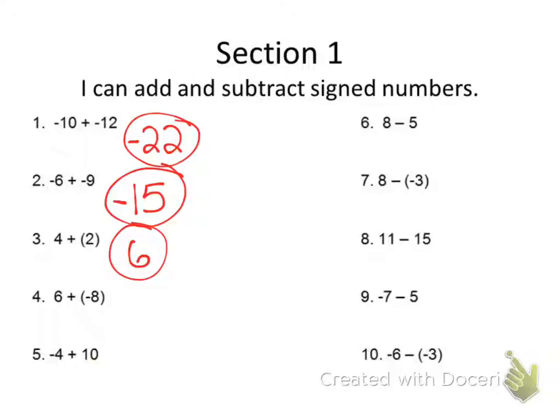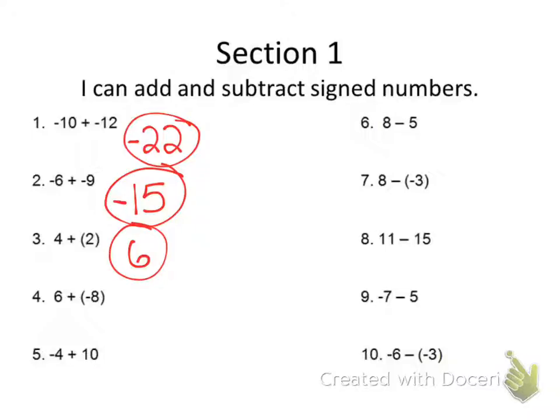All right, number 4, now the signs are different. When the signs are different, what are we going to do? Very good. Subtract. How do I know which sign to keep? The larger number. Yes, when the signs are different, you subtract the numbers, you keep the sign of the larger number. So 8 is bigger than 6, right? We have more negatives than positives. So subtract those numbers and keep the sign of the larger one.